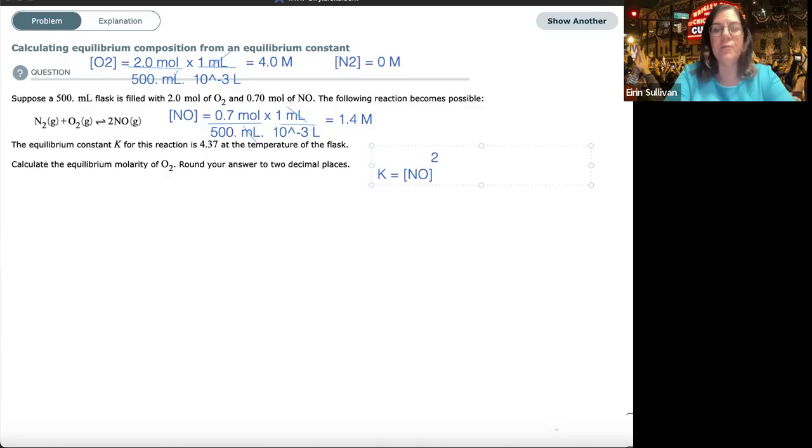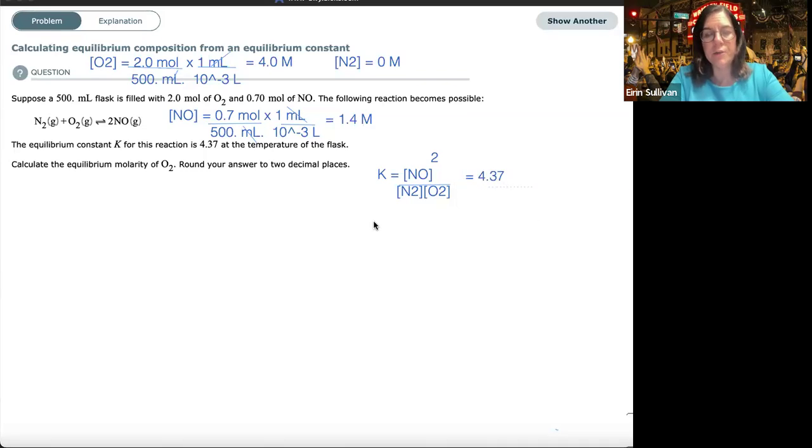So we've got a stoichiometric coefficient of 2 for the nitrogen monoxide in the balanced equation, and nitrogen and oxygen each have a stoichiometric coefficient of 1, so they don't get a power, but the nitrogen monoxide does. And we have been given the value of the equilibrium constant, which is 4.37. We're going to need that later.